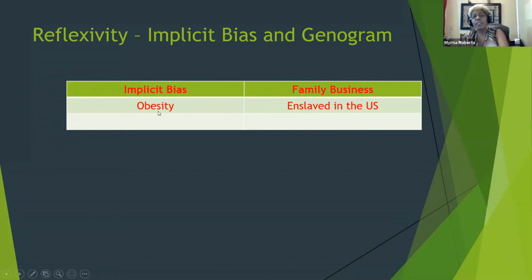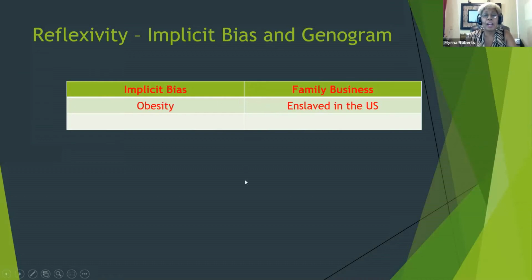And then there's this other piece. You want to be sure and be honest about what's going on in your own family background. And I put, my family was enslaved in the U.S. That's something that is always going in my mind. That is something that is a controlling factor. Maybe not controlling, but it is very relevant. And you don't want to put these things in your table if they're not relevant.